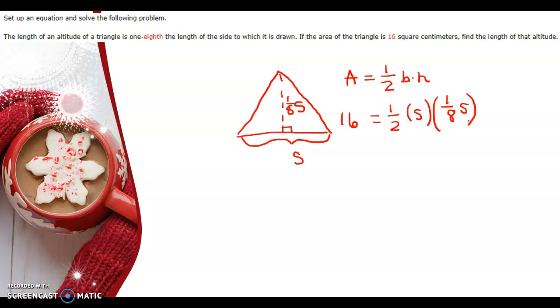We want to solve for that variable. So we've got to put our algebra skills to good work. So first of all, I'm going to clean up that right-hand side. 1/2 times 1/8 is 1/16. And S times S is S squared. And our area is still 16.